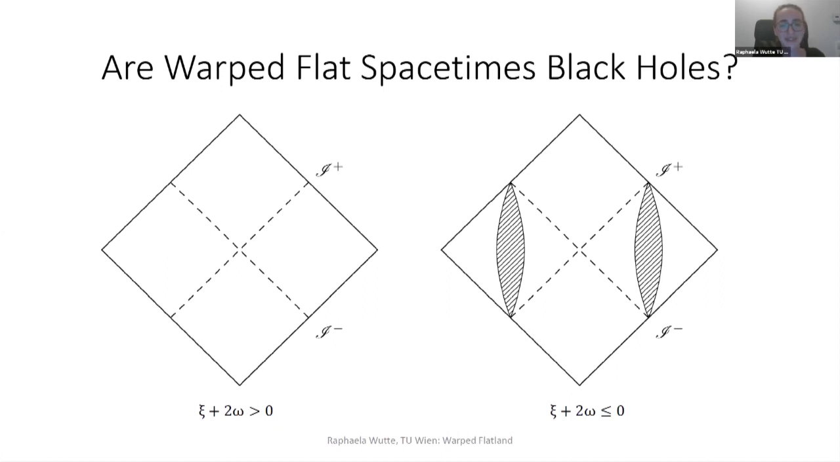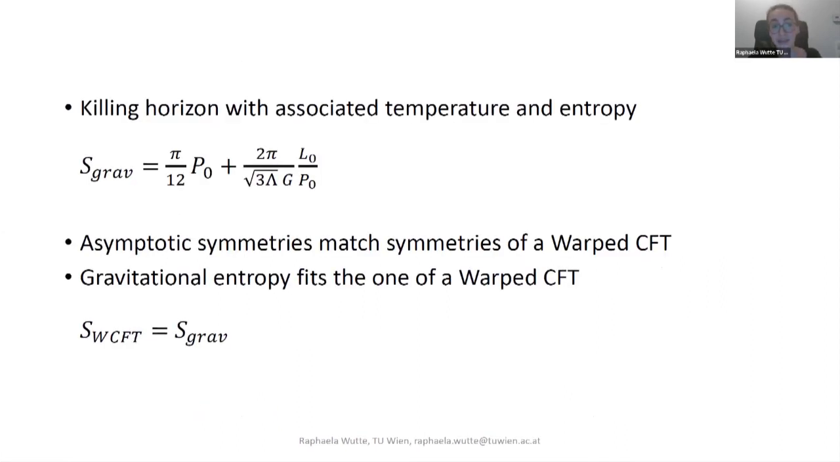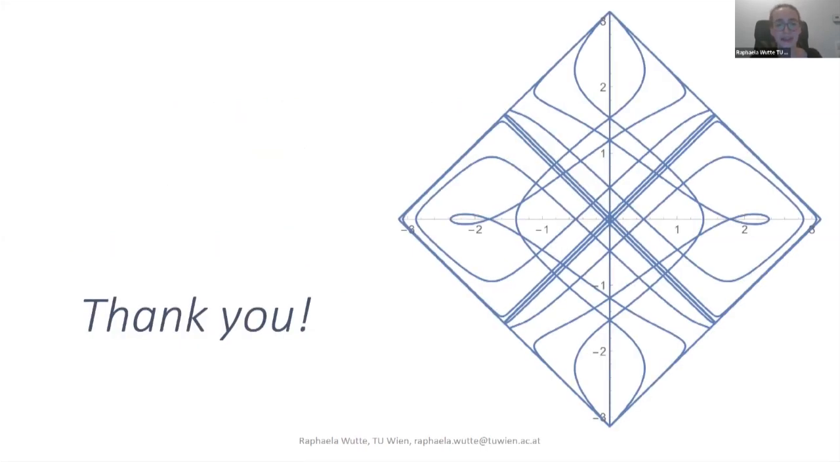So no, these spacetimes are not black holes, but they have a Killing horizon, and one can associate a Hawking temperature and entropy to it, where the entropy is just the Noether charge associated to the Killing horizon vector field. And the gravitational entropy looks like this. What we did for these spacetimes was perform an asymptotic symmetry analysis, and we found that the asymptotic symmetries match the symmetries of a warped conformal field theory, and that the gravitational entropy also fits the one of a warped conformal field theory.